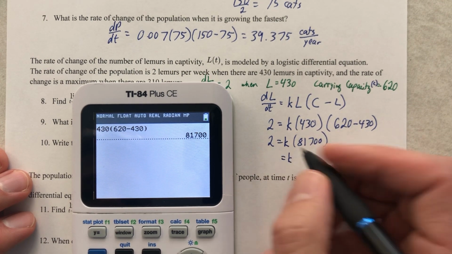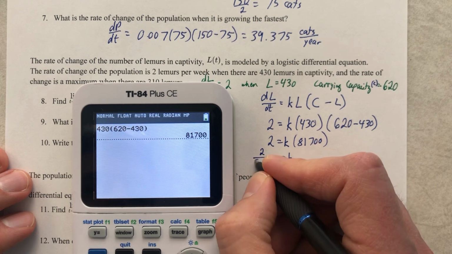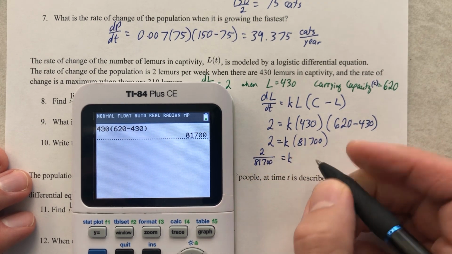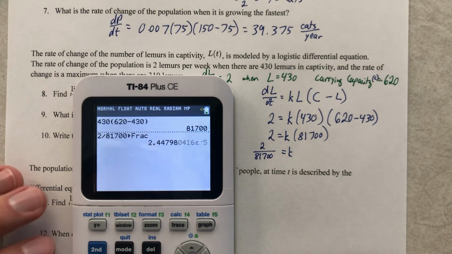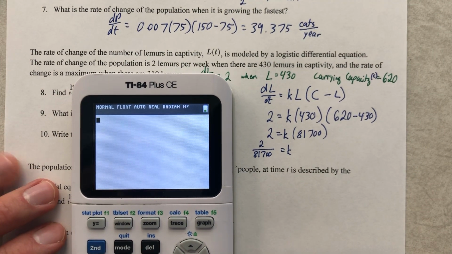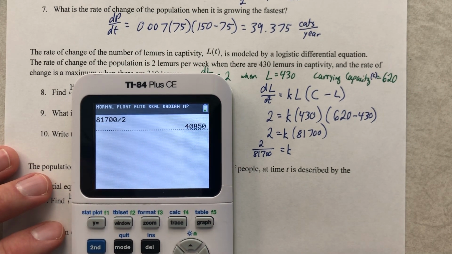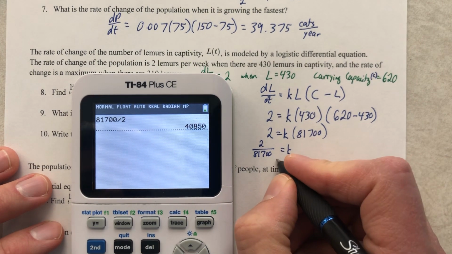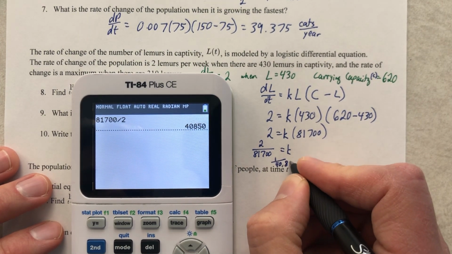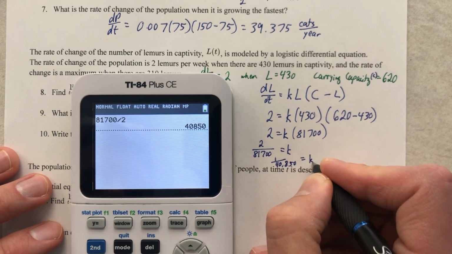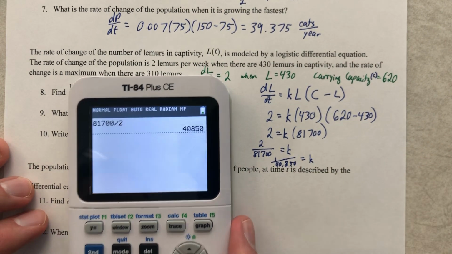K is equal to 2 over 81,700. Let's reduce because we should. 2 over 81,700 gets reduced. 81,700 divided by 2 will give me 40,850. So K is 1 over 40,850. That is equal to K. So let's move on.